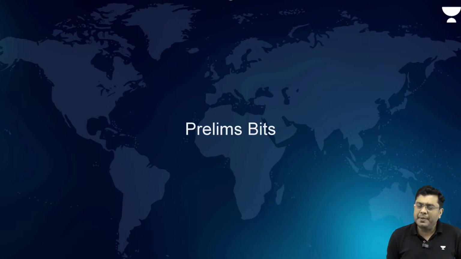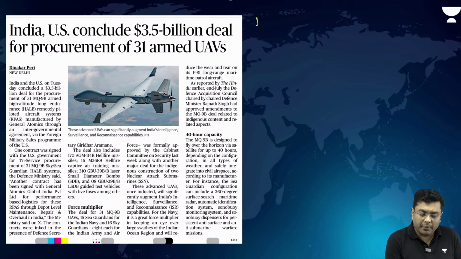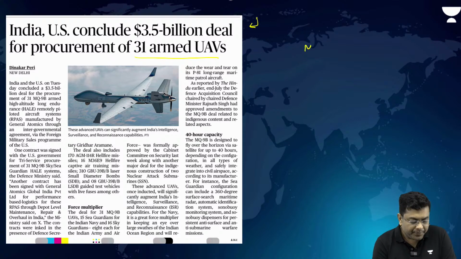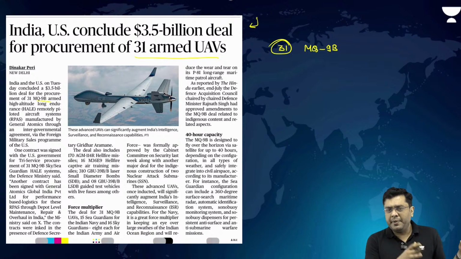Okay? Now coming to certain articles relevant only for your prelims. So basically, India and US have concluded a $3.5 billion deal for procurement of armed UAVs. And this is about the MQ-9B armed drones. 31 of them. Right. Now this is to be distributed amongst the 31. These will be distributed amongst the Navy, where it will be referred to as a sea guardian.